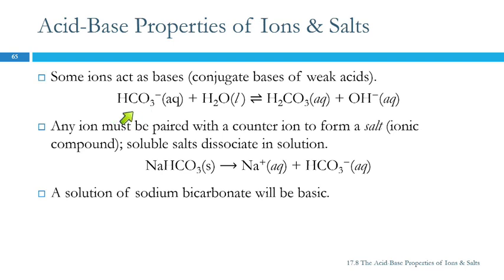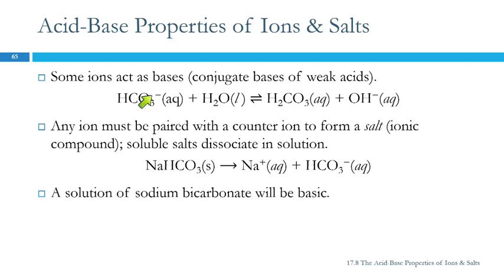So HCO3 minus can accept a hydrogen ion from water and form H2CO3 plus hydroxide. It's acting as a base. H2CO3 is a weak acid. This is the conjugate base of the weak acid.